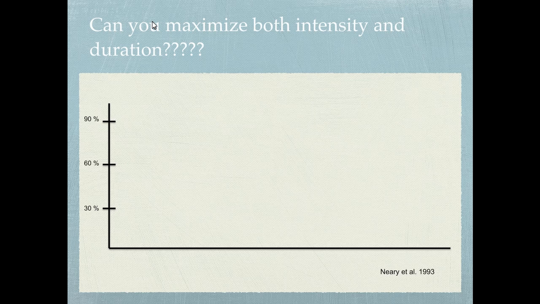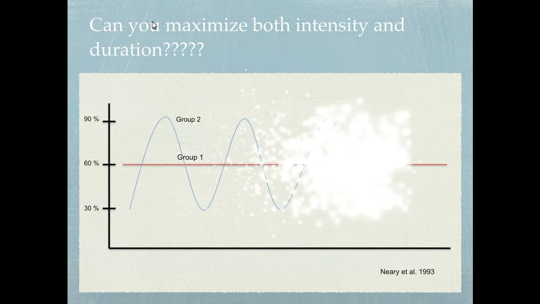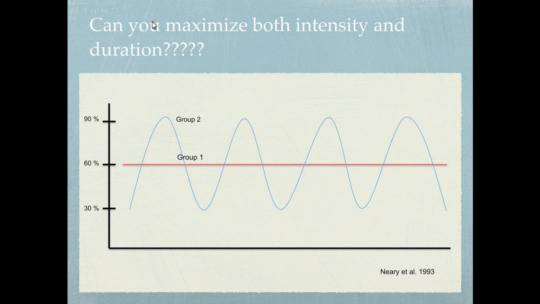Well, it's interval training. So what you're looking at here is they did one group where they trained at 60% of their heart rate max for the whole exercise session. And the other group did an average of 60 by alternating between 30 and 90% of their heart rate max. But on average, they had 60%.